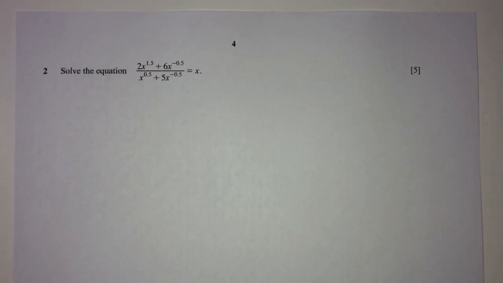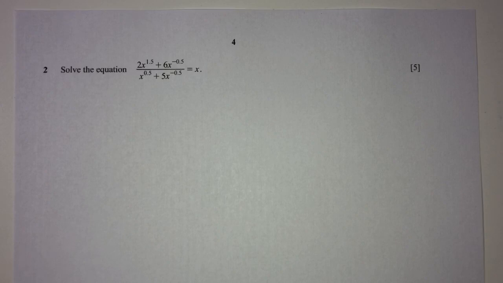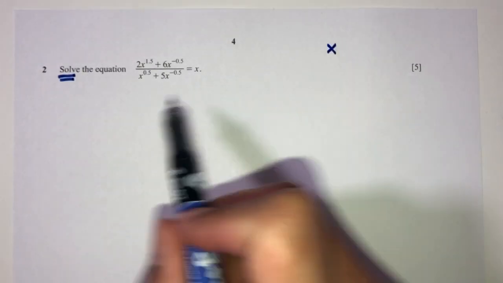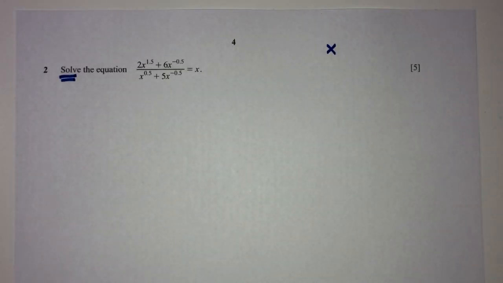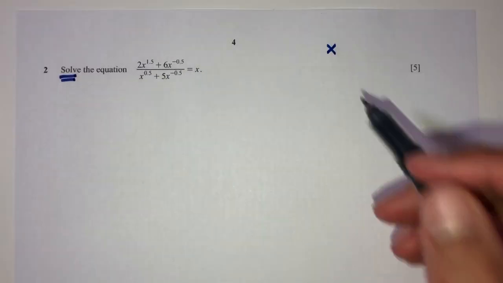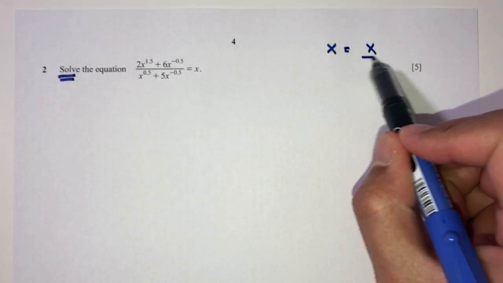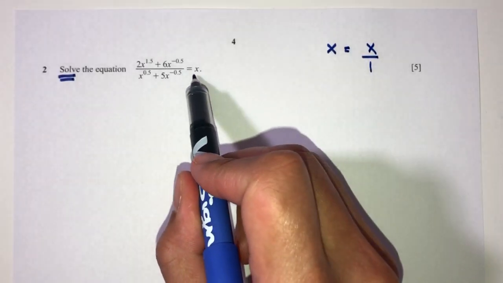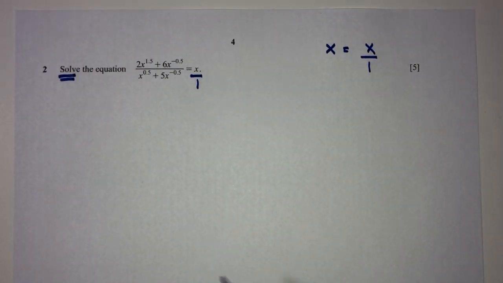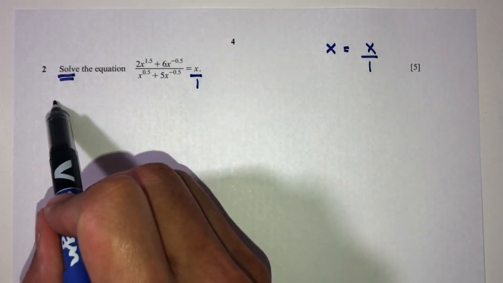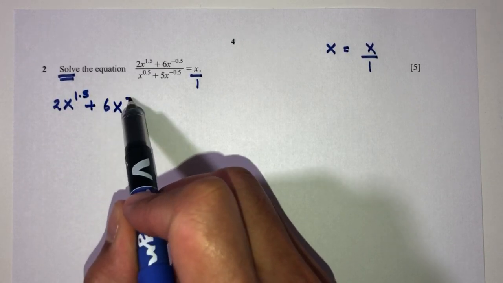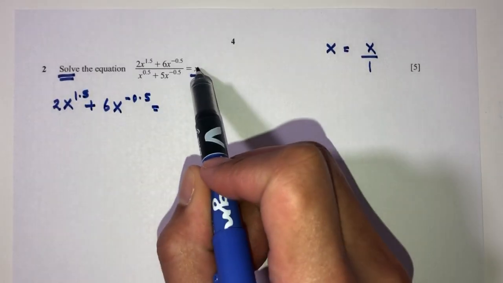Now for question number 2, we have to solve the equation. Now you have to understand, whenever they ask you to solve something, it means to find the value of x in this equation. Now here we have x, here we have a fraction. So what is x? X can also be written as x over 1, right? So we put x over 1, then we can just cross multiply. So let's do that. So 1 times this will be the same values, right? It doesn't change. But on the other side, we have x times this.